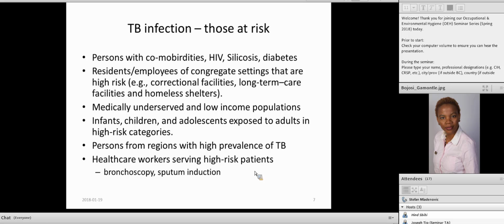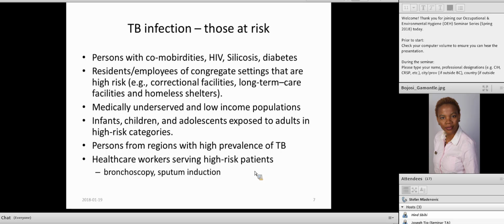Residents or employees of congregate settings are also at risk, such as correctional facilities, long-term care facilities, and homeless shelters. Here in Canada, in particular, it is known that people who are homeless are at a high risk of developing TB, and also in Aboriginal communities. Medically underserved and low-income populations, infants, children, and adolescents exposed to adults who have TB are also at high risk.